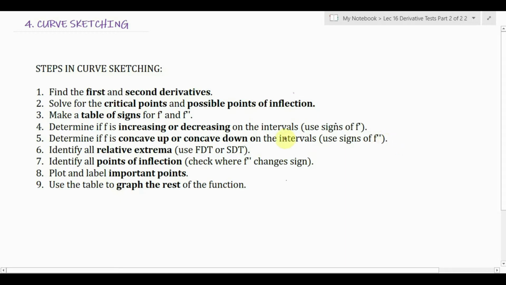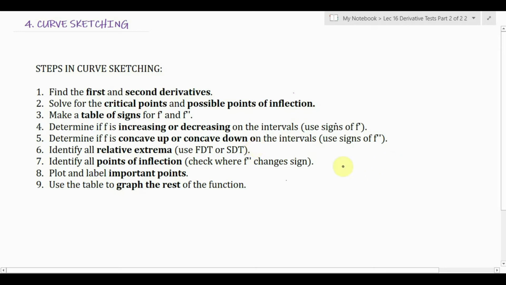Next, we identify our special points. We begin with identifying all relative extrema. So, check natin yung mga critical numbers. We use FDT or SDT. For FDT, i-check natin kung nag-change yung sign ng ating f prime. Or for SDT, titignan naman natin yung sign ng ating second derivative.